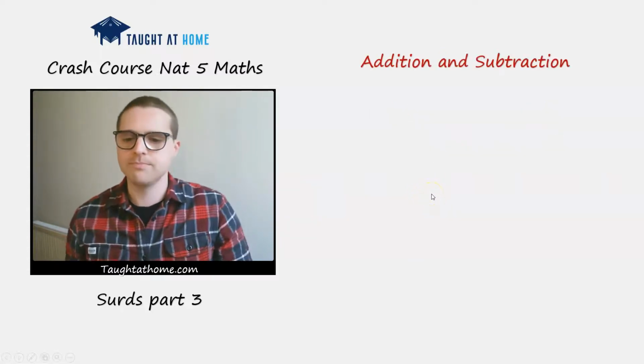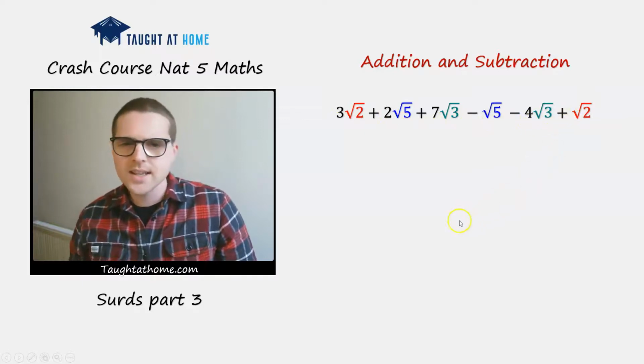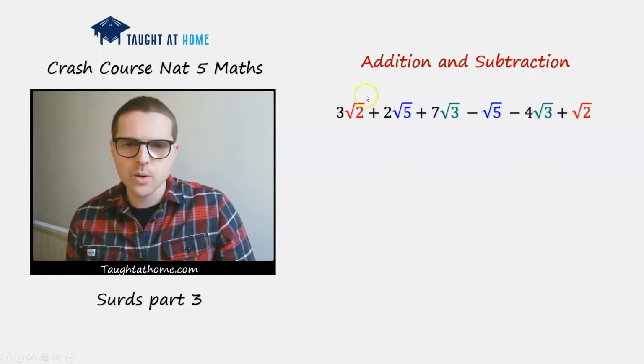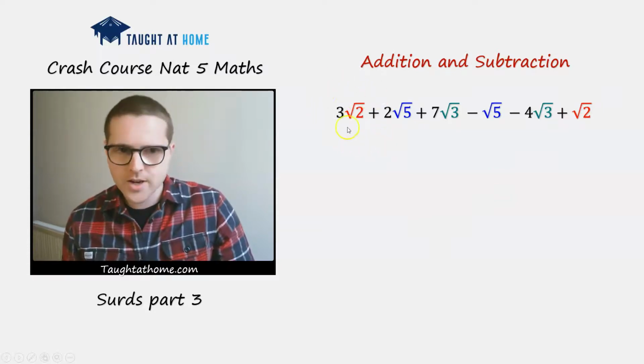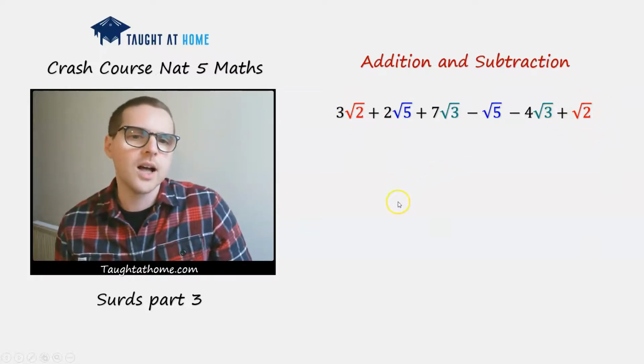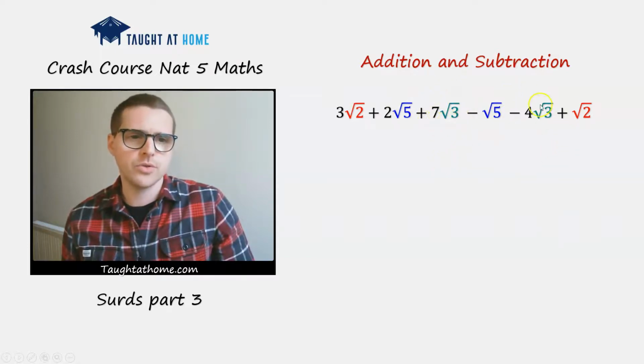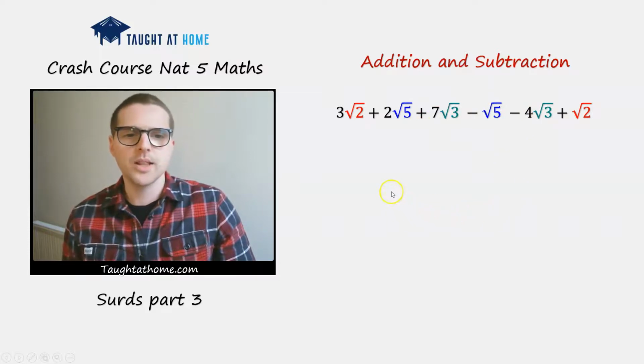So now let's combine them. Here we've got 3 root 2 plus 2 root 5 plus 7 root 3 minus root 5 minus 4 root 3 plus root 2. Let's take the individual terms. Let's start with root 2. How many root 2's do we have? We've got 3 here and we've got another 1 here, so 3 plus 1 will be 4. How many root 5's? We've got 2 root 5 minus 1 root 5, so that'll be 1 root 5. How many root 3's? We've got 7 root 3 minus 4 root 3, so that'll be 3 root 3. So what we're going to be left with is 4 root 2 plus 3 root 3 plus root 5.